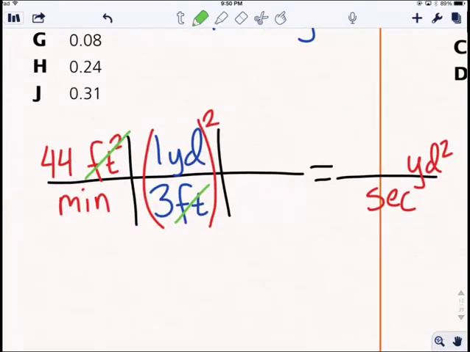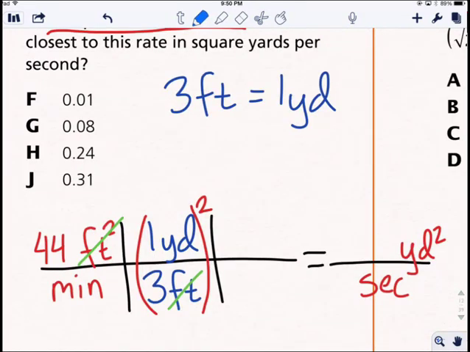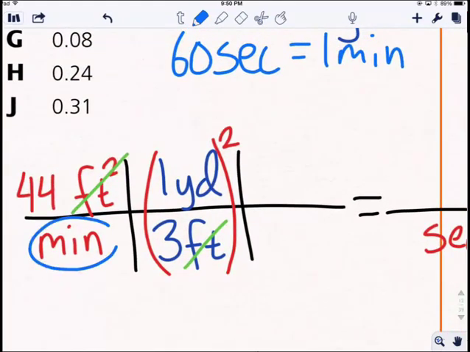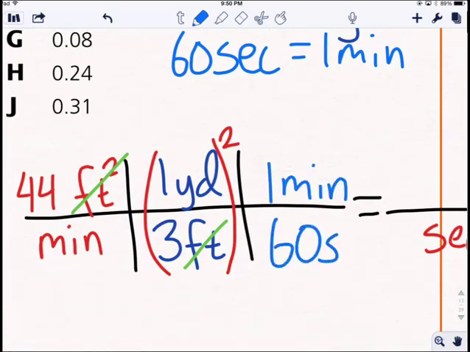Now, finally, we need to convert from minutes to seconds. The conversion you should pull out of your head for that is 60 seconds equals 1 minute. And what do we put where? Let's see. In order to cancel out minutes on the bottom over here, we need to have 1 minute on the top, 60 seconds on the bottom over here, so that minutes will properly cancel out.